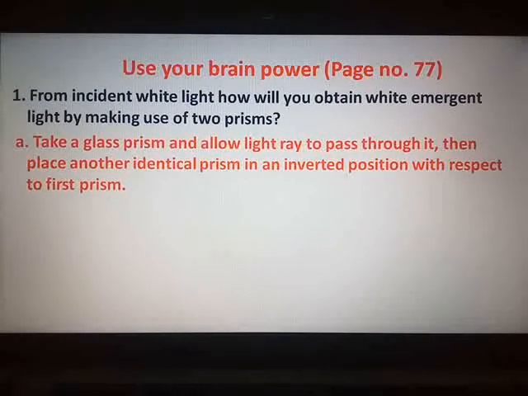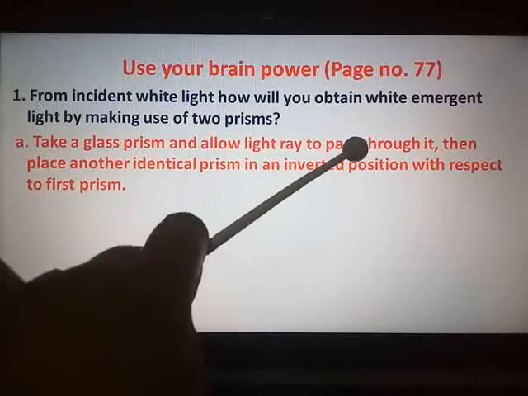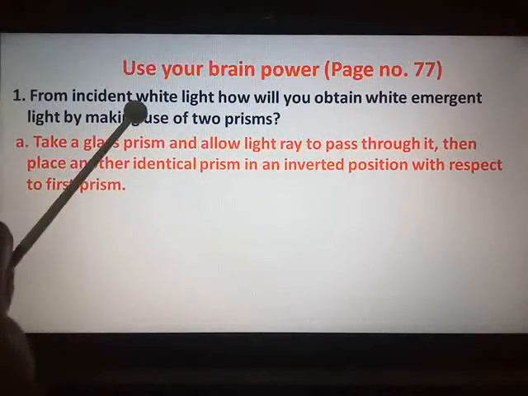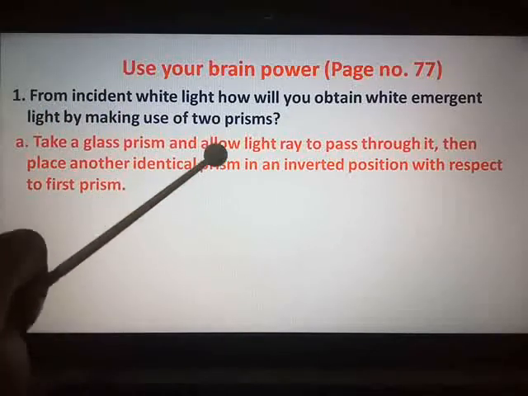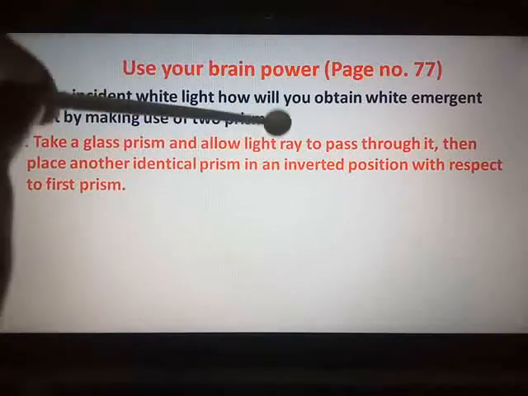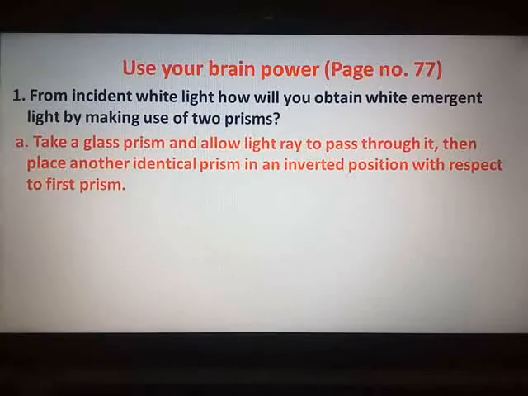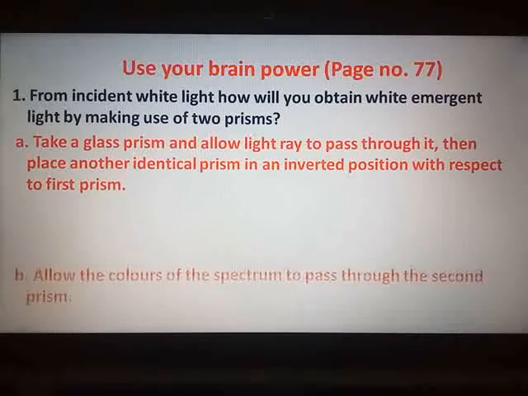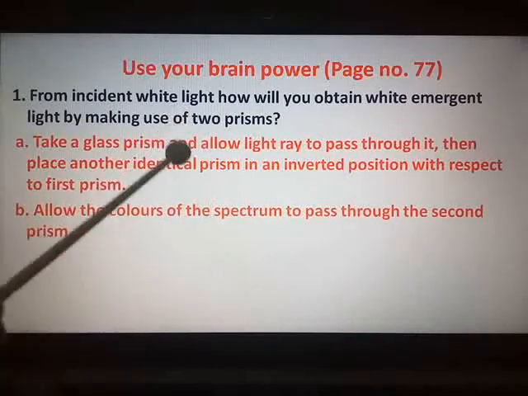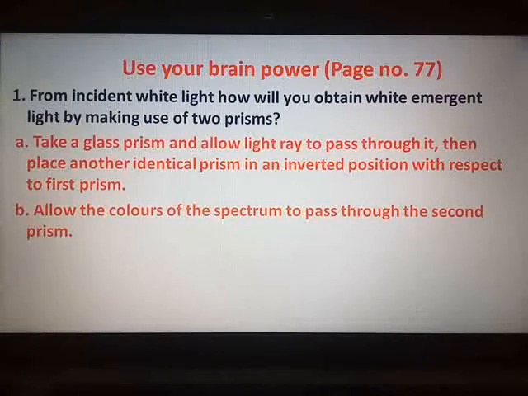The question asked to us is, from incident white light. Incident means the light which is passing through one of the prisms. How will you obtain white emergent light? By making use of two prisms. So your first point here should be to take a setup. Take a glass prism and allow the light ray to pass through it, meaning let the white ray be incident on it. Then place another identical prism, but upside down, in an inverted position with respect to the first prism. Now here one care you have to take is to allow the colors of the spectrum, the 7 colors of the spectrum, to pass through the second prism.